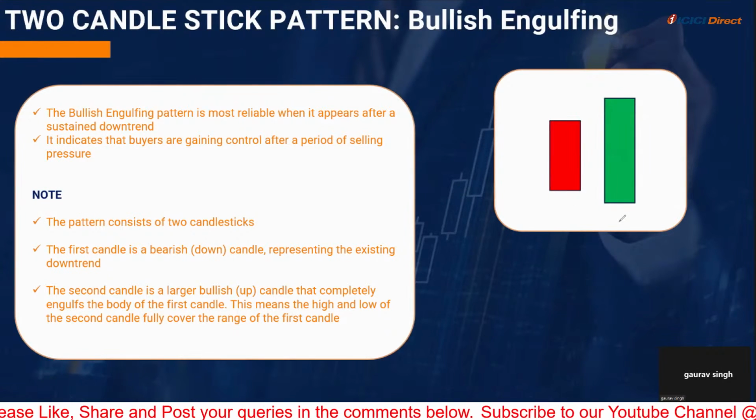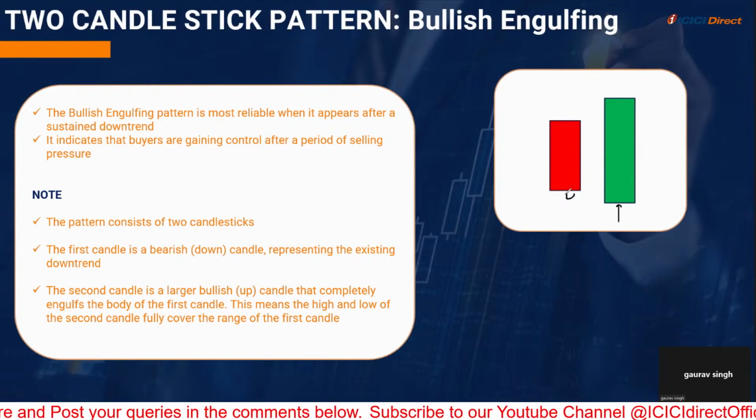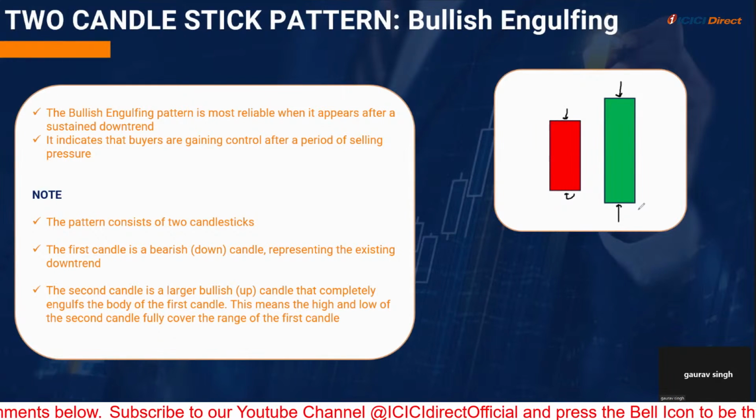So here what will happen? I would say the open of the green candle should be lower than the close of my previous candle. Is this textbook definition clear? The open of my green candle should be lower than the close of my red candle, and the close of my green candle should be higher than the open of my red candle. Is this clear?